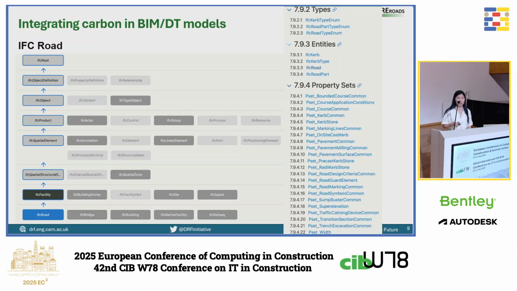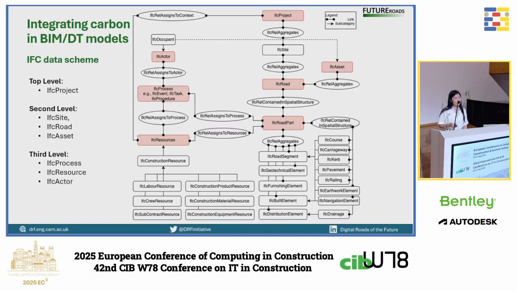So what I was trying to do is very simple, just to map out what existing IFC data entities are relevant to carbon. And if there are no carbon-related properties, we then extend and define the properties. So this is how we map that.